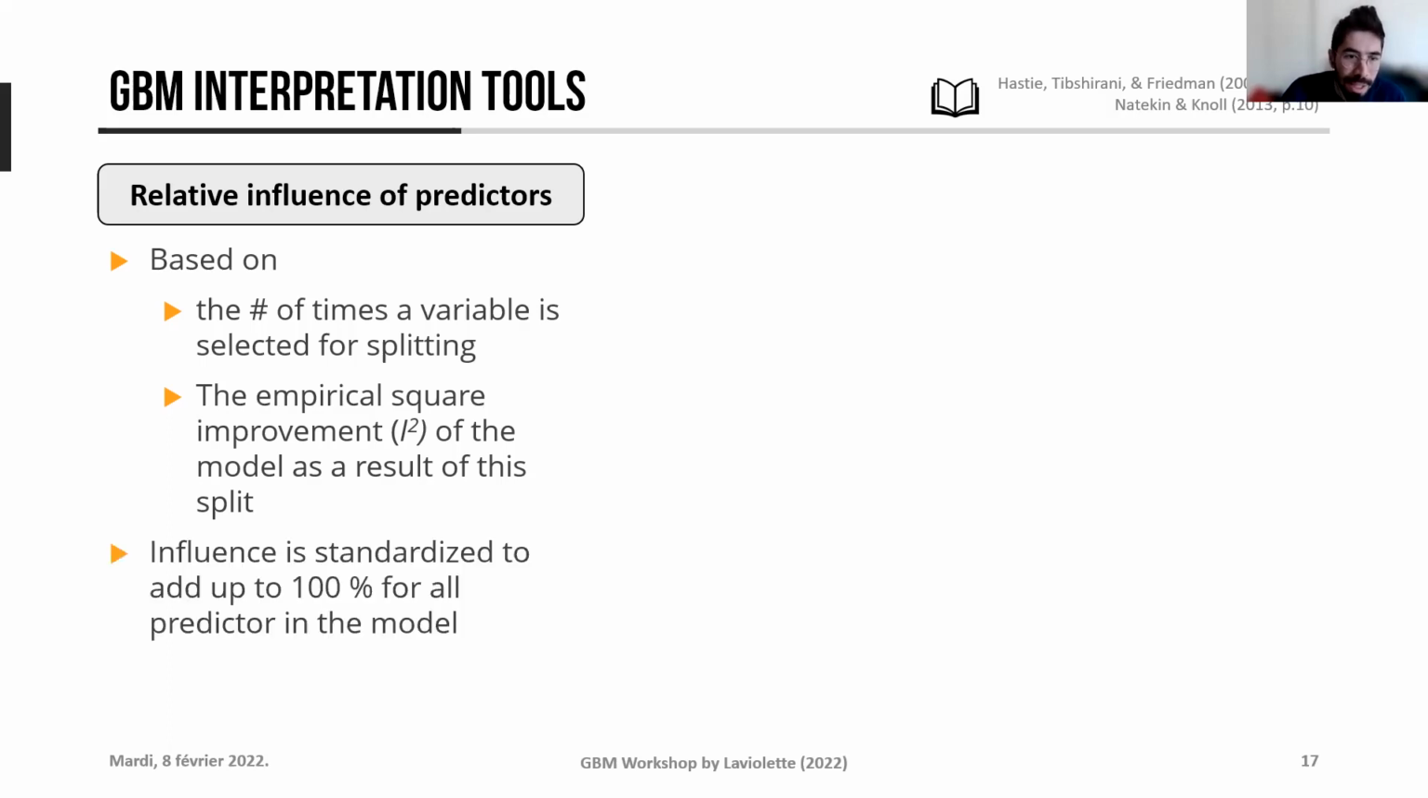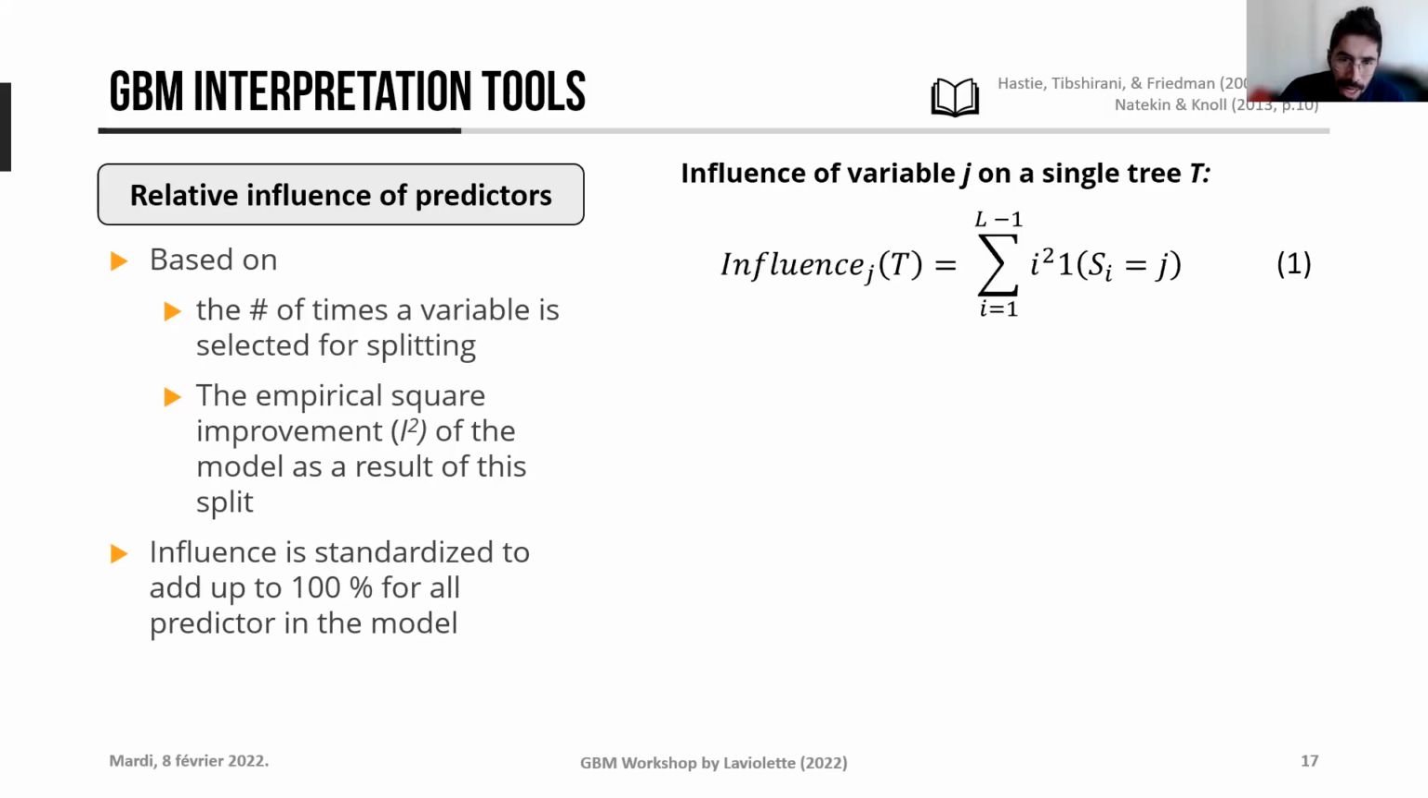And usually the relative influence is standardized so that it adds up to 100% for all the variables. So if we have 5 variables, in the end, if you add up the relative influence of your 5 variables, it's going to add up to 100%. If you have the same model and you decide to add 10 more variables, it's still going to add up to 100%. It means that some variables are going to lose some influence and others are going to gain influence if you add variables to your model.